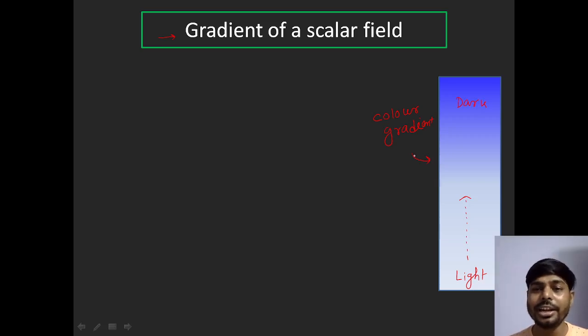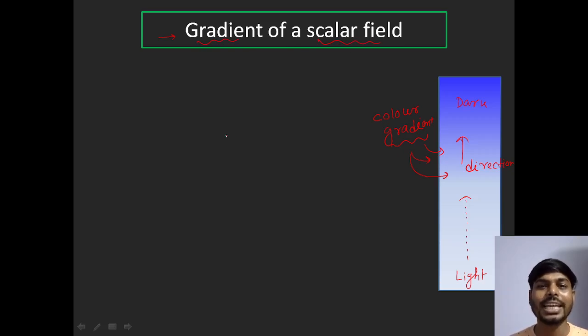What is the gradient? Gradient basically indicates the direction. It basically indicates the direction along which this color is changing from light to the dark. So gradient is associated with the direction. So keep in mind this concept and try to use it here. What is the gradient of a scalar field?